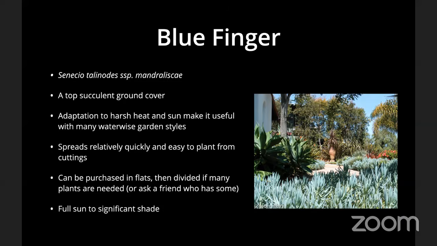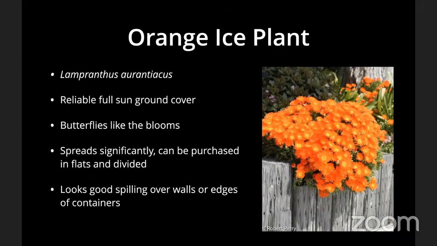And they can also go all the way into part shade or even significant shade and be perfectly happy. They're very adaptable plants. And then another one of my favorite succulent ground covers would be orange ice plant. This one also provides a contrast, so you can use these two together in a garden. It has a smaller green foliage. And then when it blooms, it's just covered in the blooms. And butterflies are quite fond, so it'll bring butterflies into the garden to drink the nectar as well.